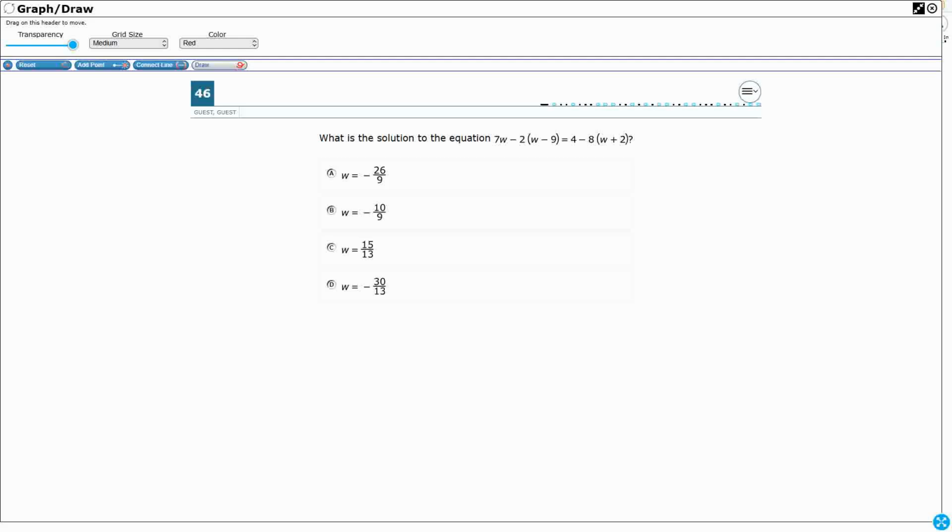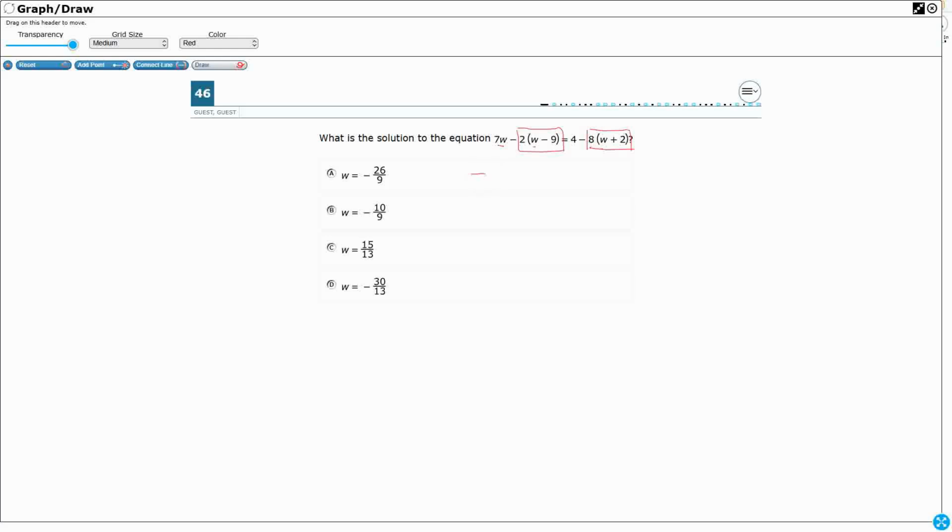So we've got an equation here. We've got the variable w on both sides, and we are going to need to use the distributive property because we see this 2 being multiplied by the expression w minus 9, and the 8 being multiplied by the expression w plus 2. So we're going to need to distribute that out and ultimately get all our w's on one side and see which one of these works.